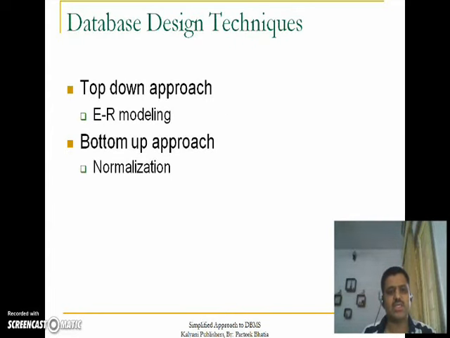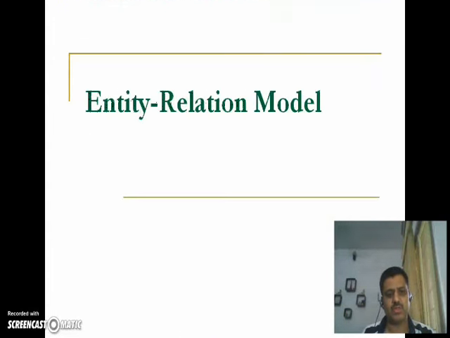ER model is considered as top-down approach. We start from the requirement analysis and then convert it into entity relationships. And in normalization, we start from the database and we try to further normalize it or to further refine it. So that's why it is called as bottom-up approach.